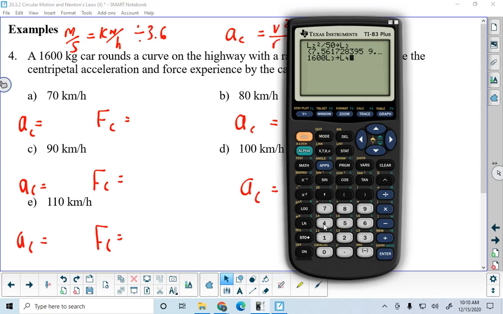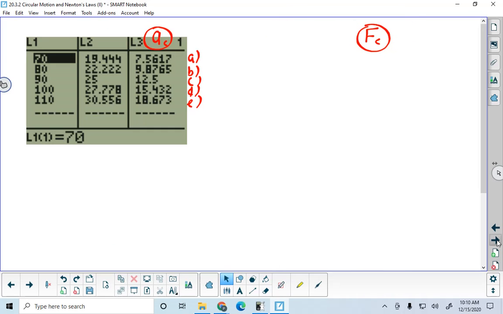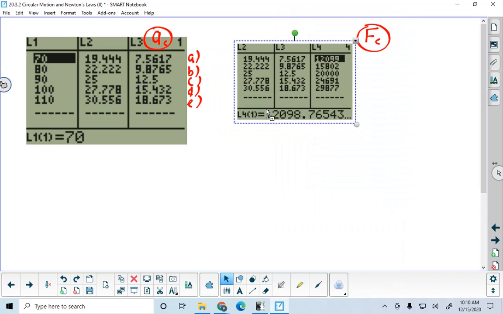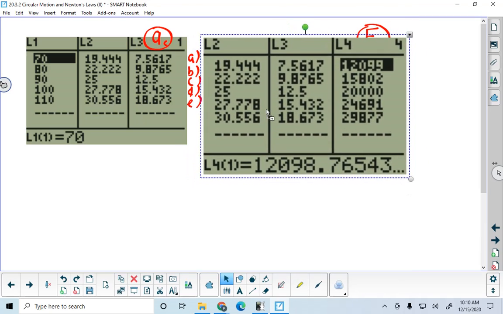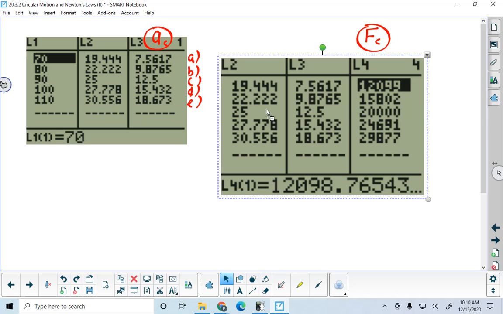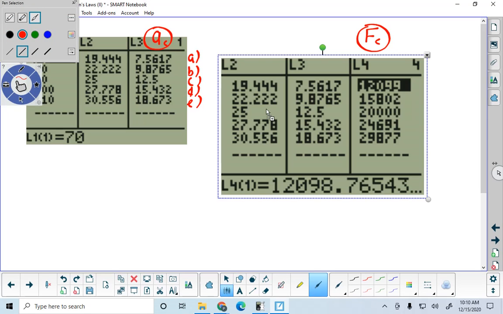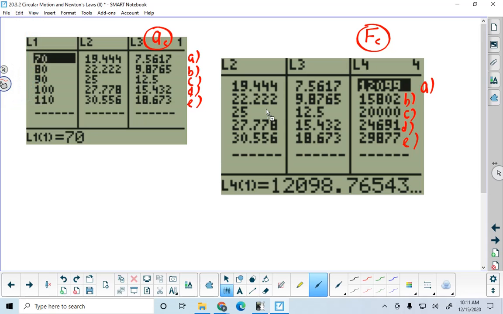I don't know how many lists you have. I think it might be 10. It might only be 6. But anyway, now if I go to my lists, I might have to scroll over to see L4, but these are my forces. That's the force in A, in B, in C, in D, and in E. That calculator with the list features makes multiple calculations very simple.